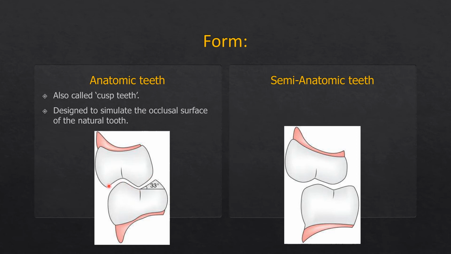Anatomic teeth are called cusp teeth because, of course, they have cusps, and they are designed to simulate the occlusal surface of the natural teeth and to effectively grind and chew the food. They generally have a cuspal inclination of 33 degrees. Semi-anatomic teeth are slightly smaller than anatomic teeth, that is, they have more shallow cuspal inclines as compared to the anatomic teeth. Here, the cuspal inclines are generally about 20 degrees, whereas in anatomic teeth they are about 30 degrees.